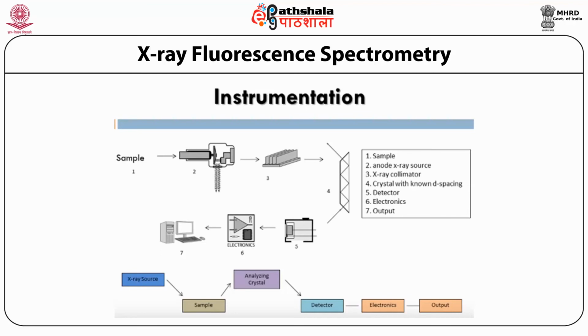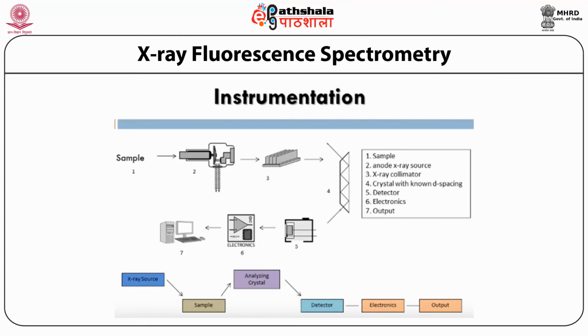In this method, number one here is the sample, the second one is the anode X-ray source, third is the X-ray collimator, fourth is the crystal of known d-spacing, fifth is the detector, sixth is the electronic device which is used to amplify the signal, and seventh one is the output.